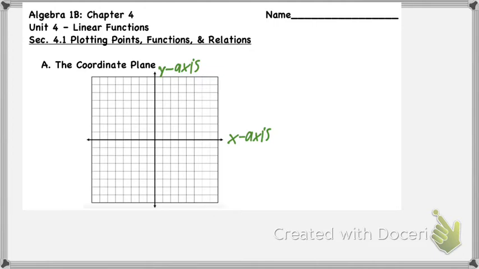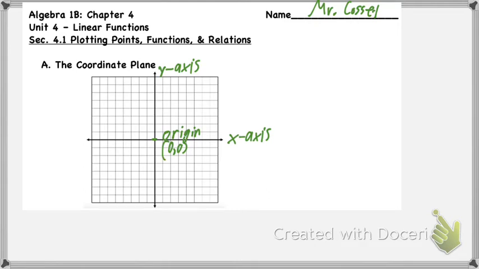What's something else we could label on this coordinate plane? Maybe a specific point. Okay, Abby? 0, 0. What's 0, 0 called? Origin. And it is 0, 0. It's an ordered pair.